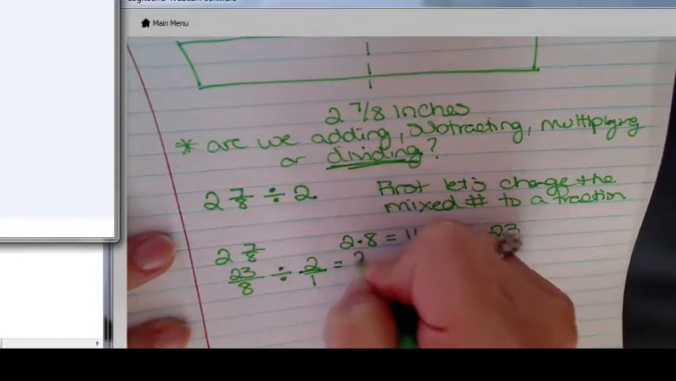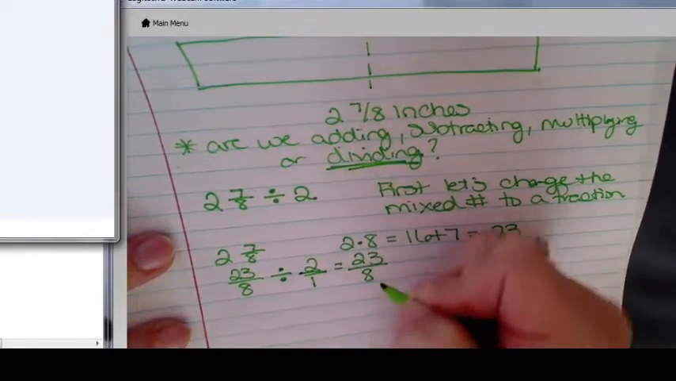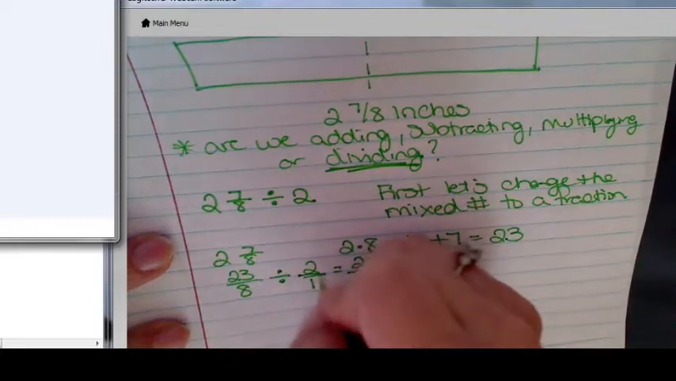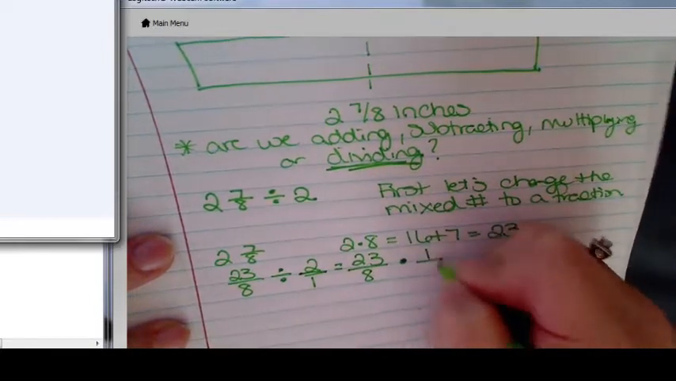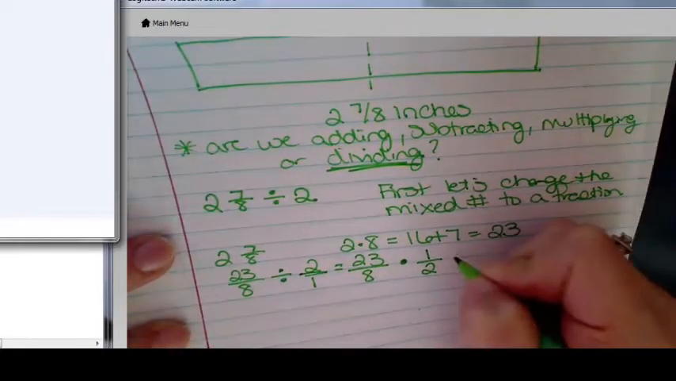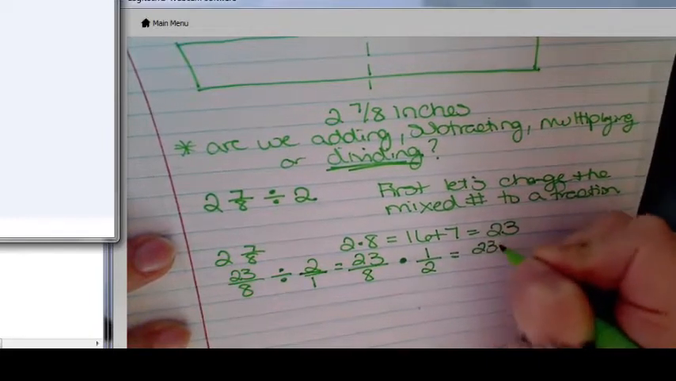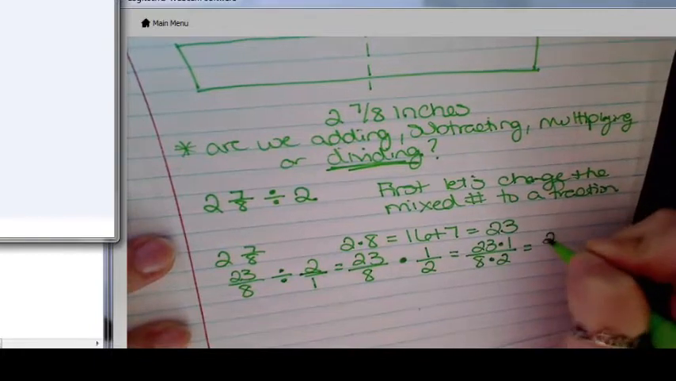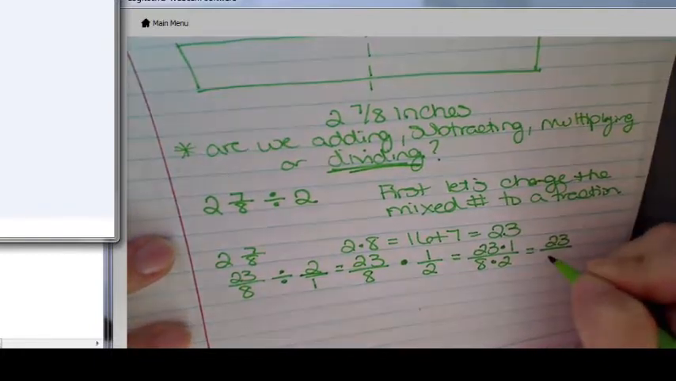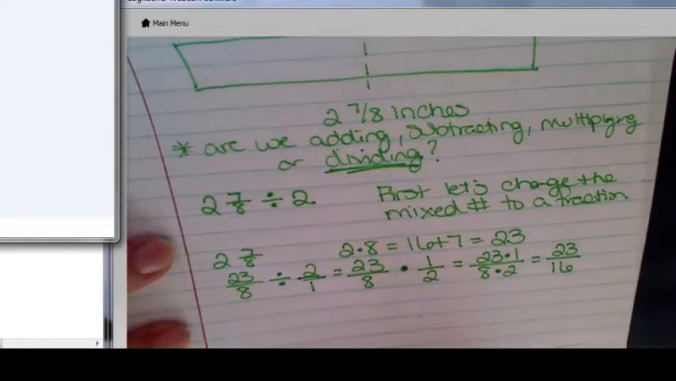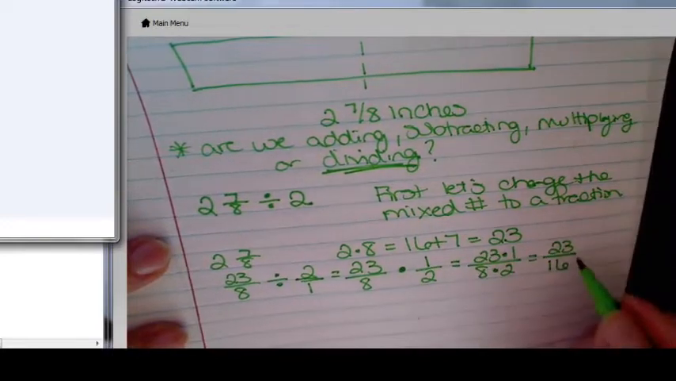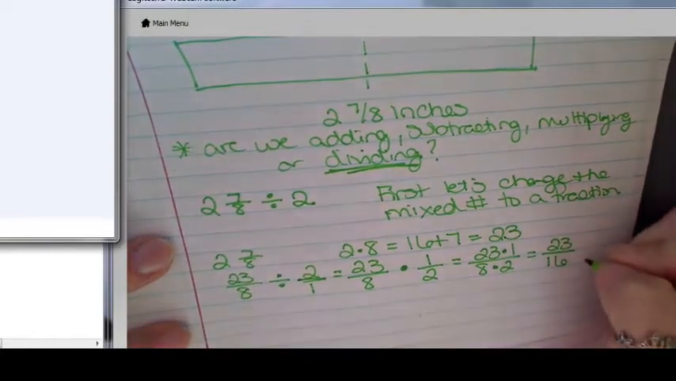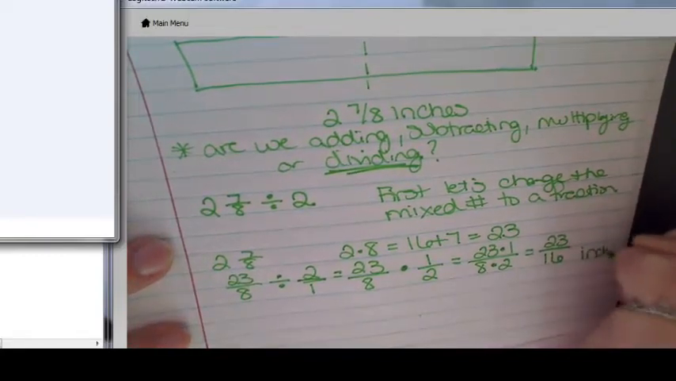So we have 23/8. And when you're dividing, we're going to switch that to multiplying and flip the second one. So that'll be 1/2. So you have 23 times 1/8 times 2. So 23/16. Okay, so that's our answer. Each of these pieces is going to measure 23/16 inches.